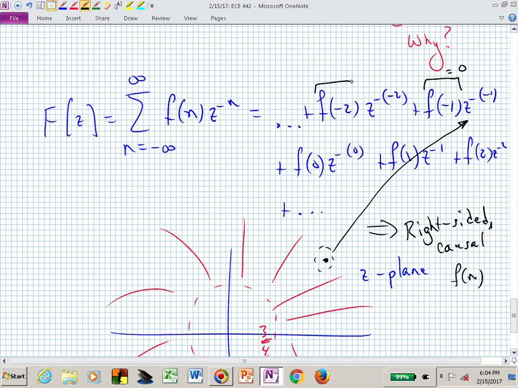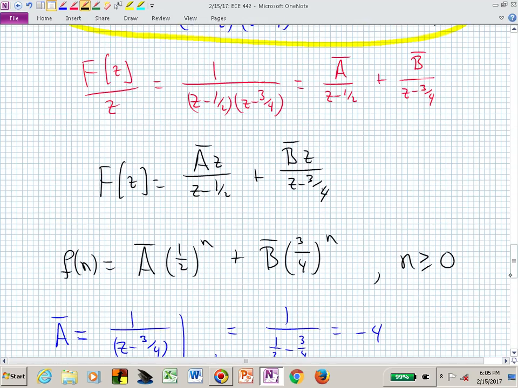We also can see that that has to hold for all of these other coefficients or values of little f of n for negative values of n. They all have to be zeros. Otherwise, they would give an unbounded result for capital F of z, and we know that F of z is well behaved. It has to be bounded. We were told what it was. It was z over z minus 1/2 times z minus 3/4.